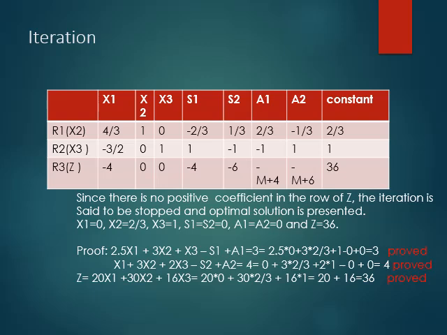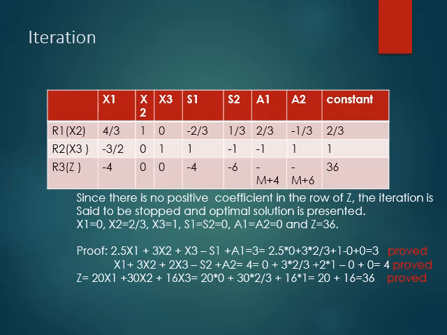An optimal solution is presented where x1 equals 0, there is no x1, x2 equals 2 over 3, x3 equals 1, and s1 equals s2 equals 0, a1 equals a2 equals 0, and z equals 36. Let's try to check the proof of our findings.